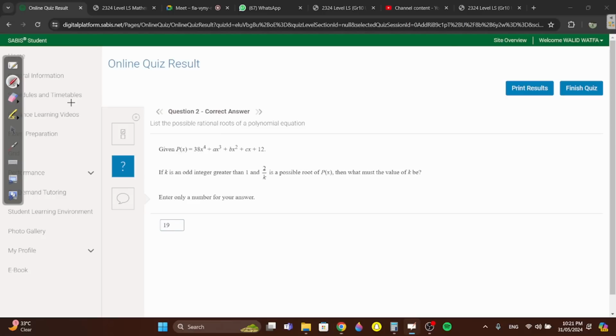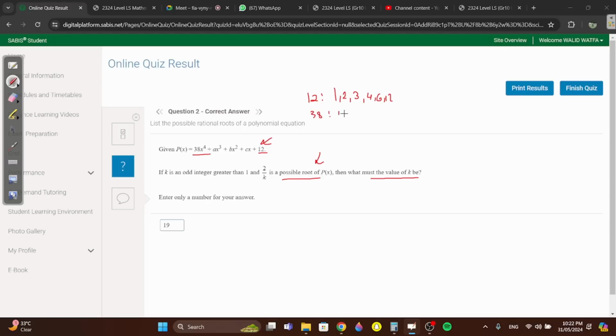Question 2. Okay, this is P of x. If k is an odd integer greater than 1 and 2 over k is a possible root of P of x, what must the value of k be? Okay, so we need to look at possible roots. So let's take a look at the possible roots. Factors of this divided by factors of this. Okay, 12 is 1, 2, 3, 4, 6, 12. How would I get it? 1 times 12 is 12, 2 times 6 is 12, 3 times 4 is 12.